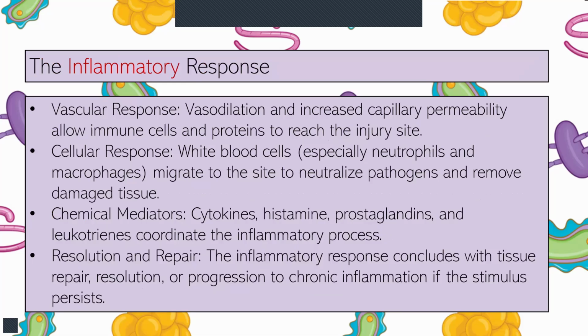With the inflammatory response, the vascular response is vasodilation and increased capillary permeability. This allows for immune cells and proteins to reach the injured site. And then there's the cellular response. This is where white blood cells, especially neutrophils and macrophages, migrate to the site to neutralize pathogens and remove damaged tissues. And then there are chemical mediators such as cytokines, histamines, prostaglandins, and leukotrienes that coordinate the inflammatory process. And then finally, you come to the resolution or repair time of the inflammatory response. This is when the inflammatory response concludes with tissue repair, resolution, and progression to chronic inflammation if the stimulus persists.